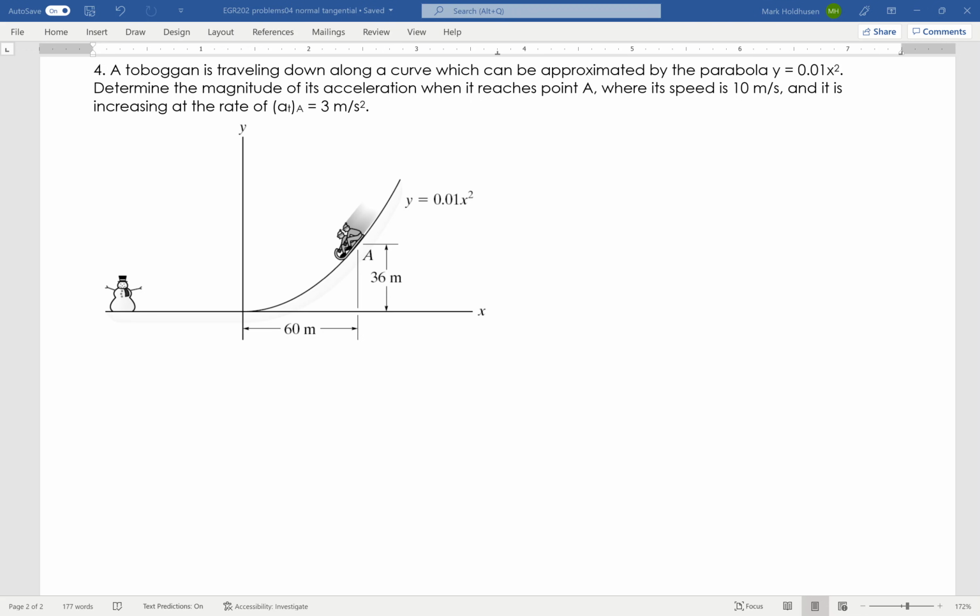Okay, so we've got a toboggan going down a curve. For some reason we know the equation of that curve is y equals 0.01x squared. I want to find the magnitude of the acceleration at point A. I know the speed is 10 meters per second and the rate of increasing speed is 3.